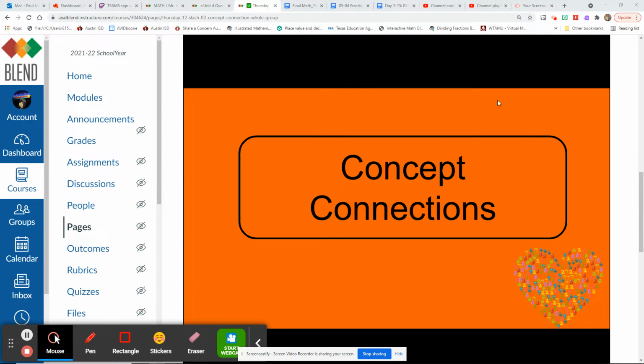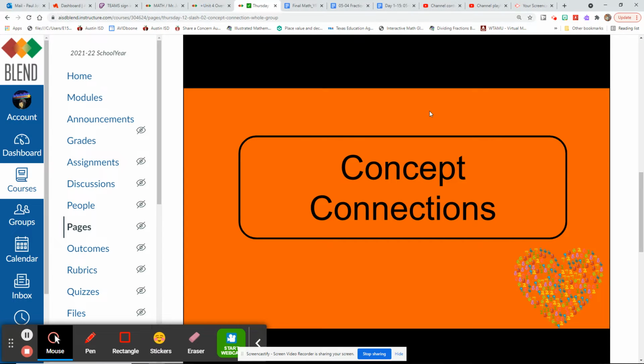Concept connections. What concepts are we connecting? Well, spoiler alert, it's fractions and decimals and some word problem stuff. But the weird part is the word problem stuff is not fractions today. So it might just be a little bit of deciding which operation to use, which will be important for your test tomorrow.